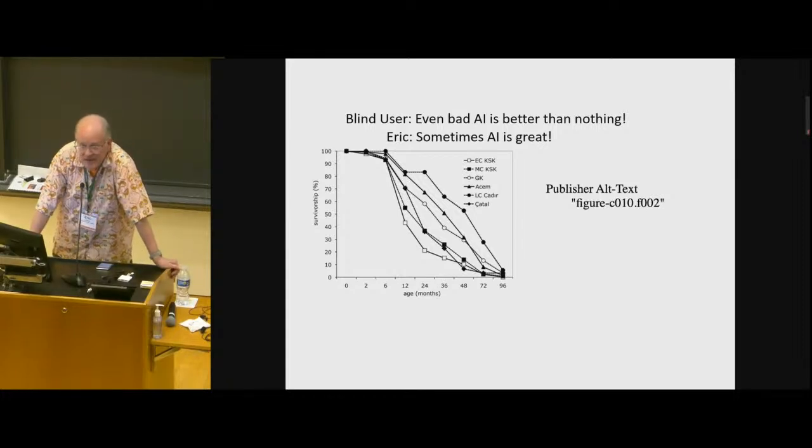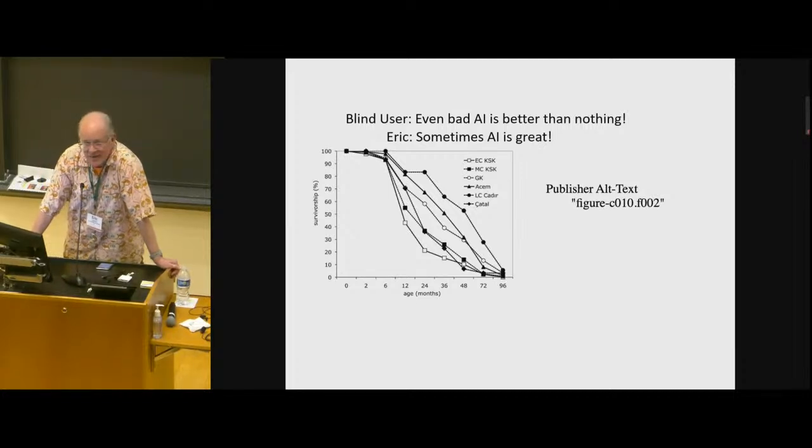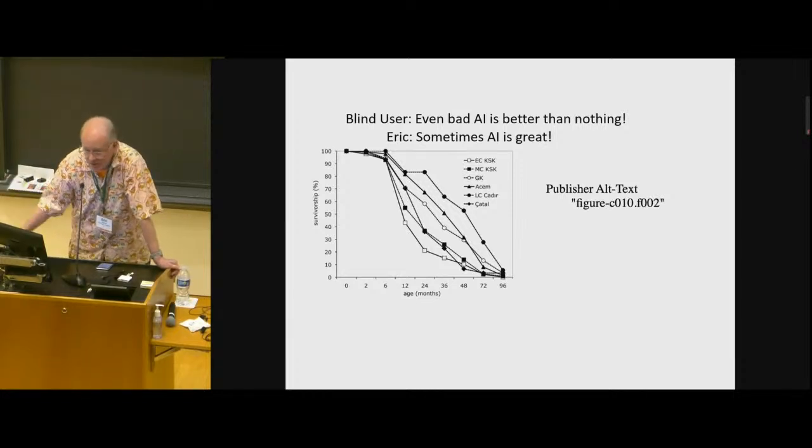So here's an example of a figure which, if a blind user encounters it in a paper or a book that they're reading, they're going to totally miss out. And in this case, the publisher alt text, this was from a real publisher, not from Project Gutenberg, was "figure C010.F002." Thanks, publisher.